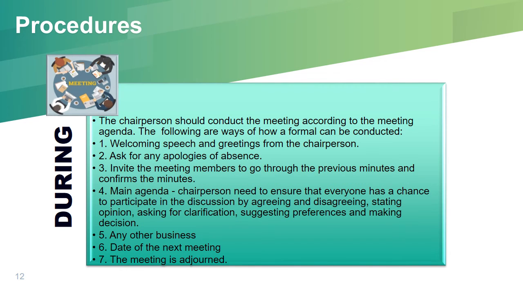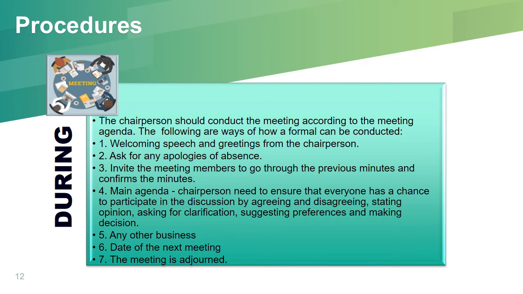During the meeting, the chairperson has to make sure that the meeting is conducted according to the meeting agenda that has been shared with the participant previously. So here we have a list of agendas that we usually use for formal meeting. First, it starts with welcoming speech and greeting from the chairperson. And then the chairperson, with the help of the secretary, will ask for any apologies of absence.